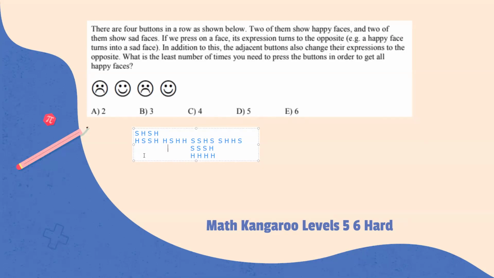You could do something similar over here for HSHH and get H. You could do that. Press the last button, and you'll get HSSS, which will also lead you to all happy. And then for the first one and the fourth one, it will be a little harder. And I don't really think you can get to 3 button presses.